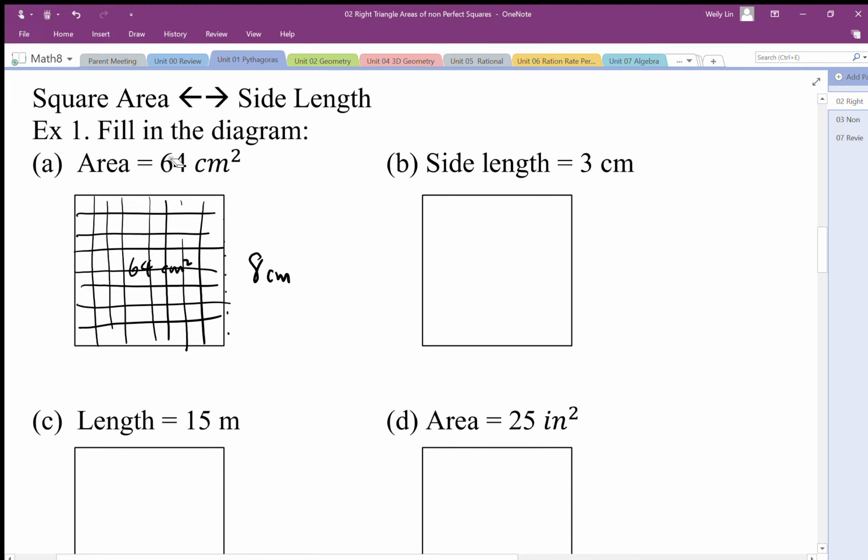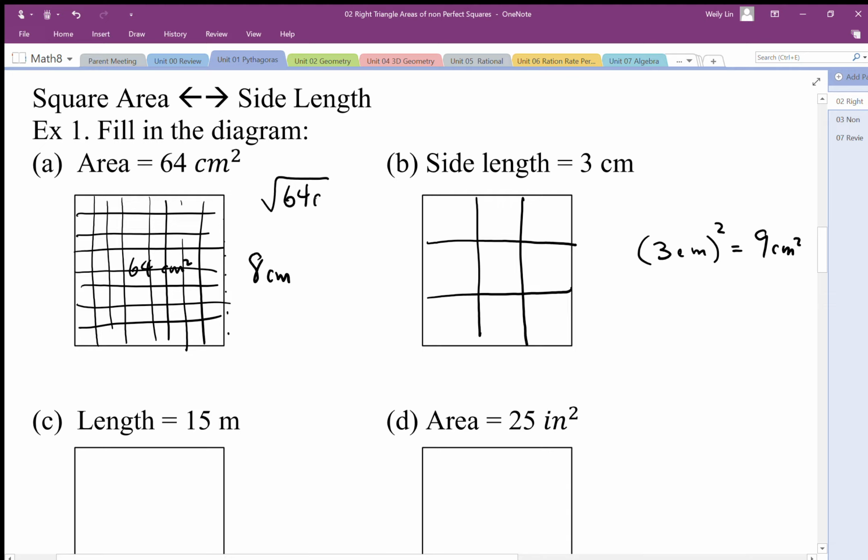However, we can also use our square root operation on our calculator. So when we undo this square and square root it, we get the side length. Here, the opposite, we have a side length of 3, and I want to know the square area. So when I draw this out, clearly this is 9. And I can find this by squaring my 3 centimeters side length, and I get 9 squares. Okay, here the operation would have been I square root 64 squares, and I end up with the side length of 8 centimeters.